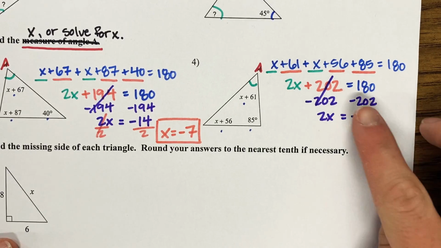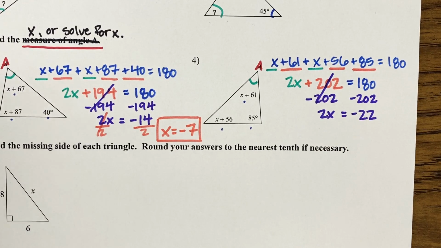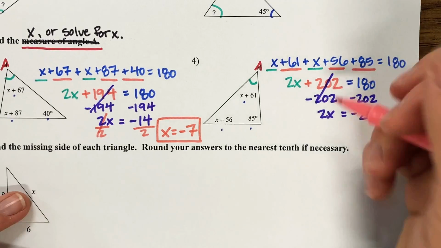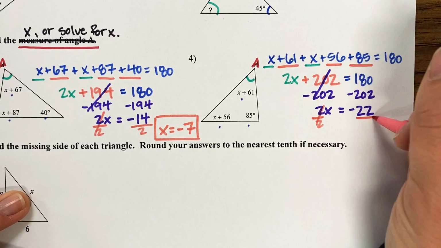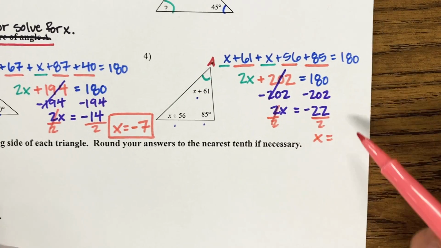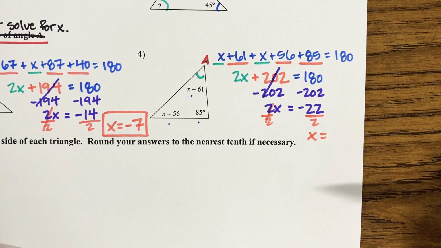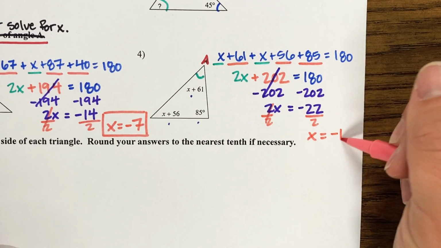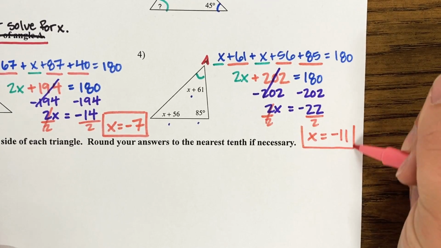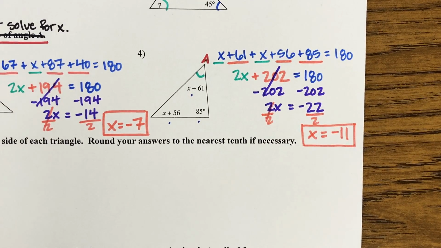Okay, we're almost done. We need to get rid of times by 2. So what is the opposite of times by 2? We are going to divide by 2. So we have x all by itself on that side. What is negative 22 divided by 2? I get negative 11 for my x. And there we go. We solved for x.